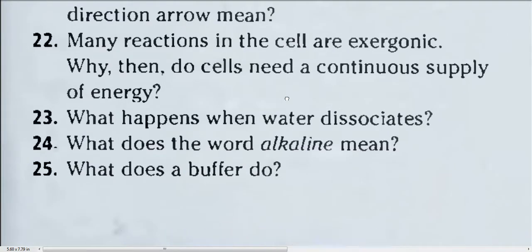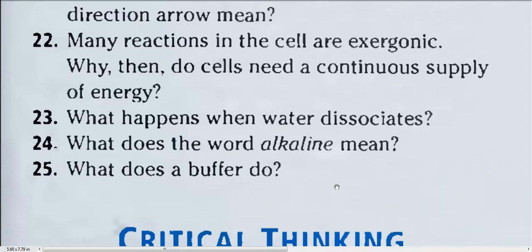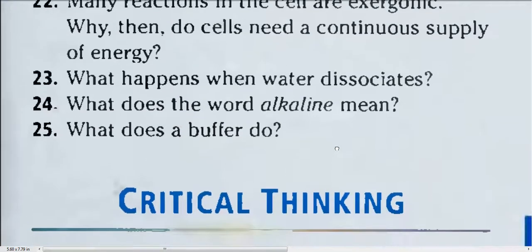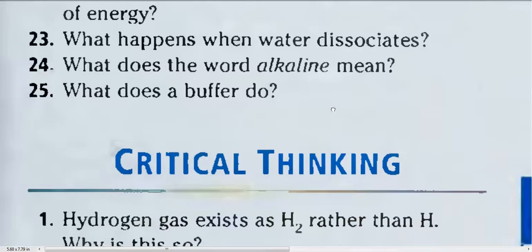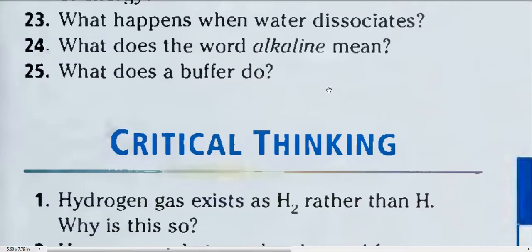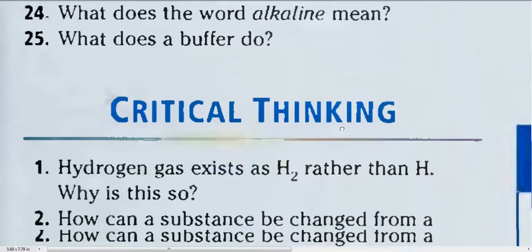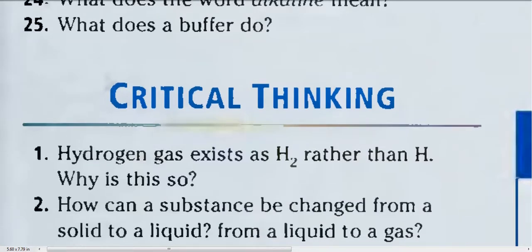22. Many reactions in the cell are exergonic. Why, then, do cells need a continuous supply of energy? 23. What happens when water dissociates? 24. What does the word alkaline mean? 25. What does a buffer do?